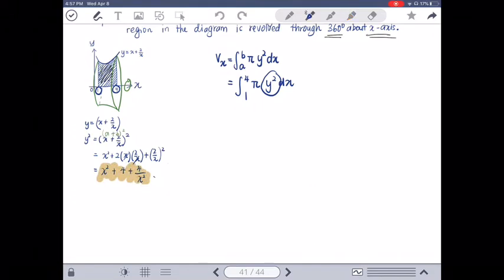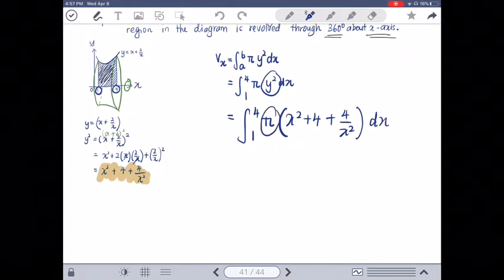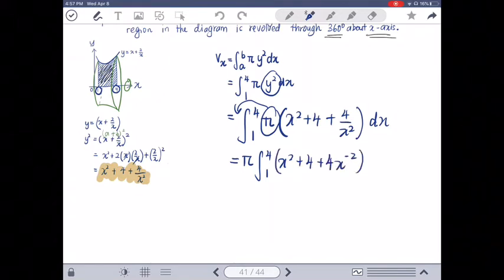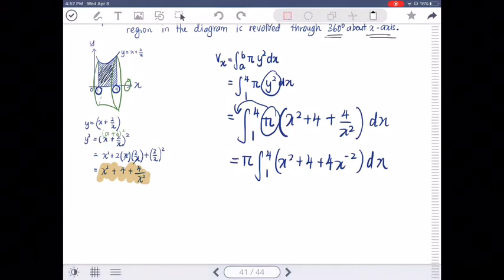So what we need to do is substitute this into y squared, so we will get everything in terms of x. We get integration from 1 until 4 of pi times (x squared plus 4 over x squared) with respect to x. And pi is just a constant, so we can bring it outside. So we will get pi times integration from 1 to 4 of x squared plus 4x to the power of negative 2 with respect to x. Okay?